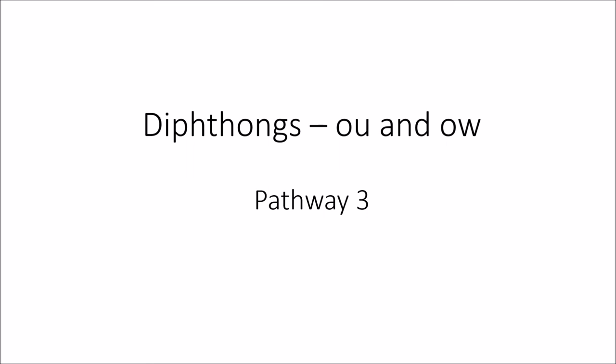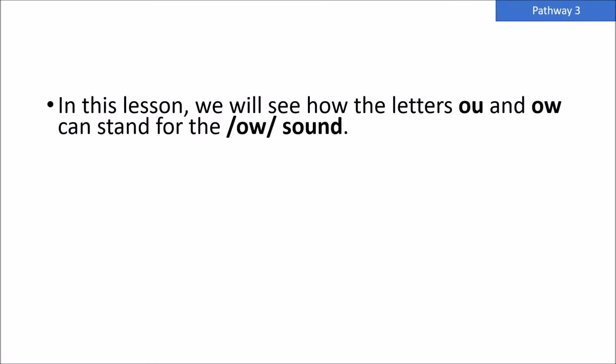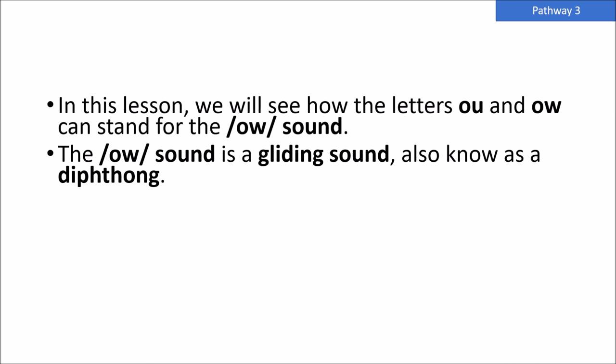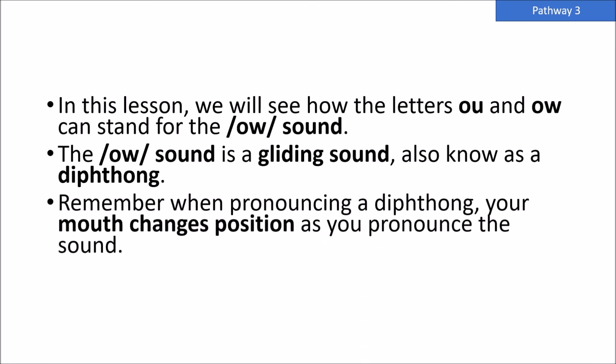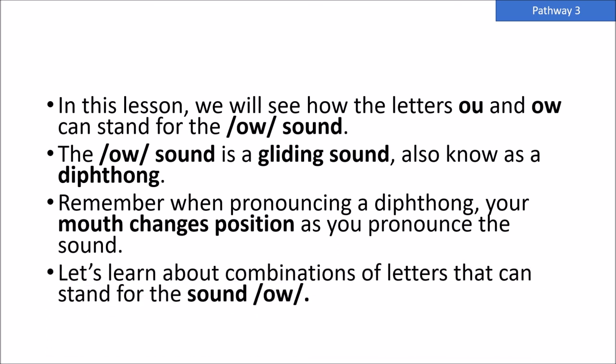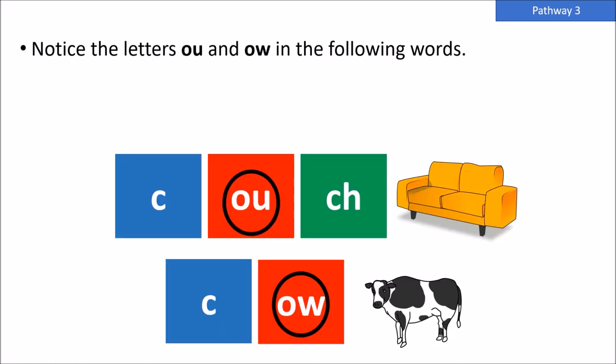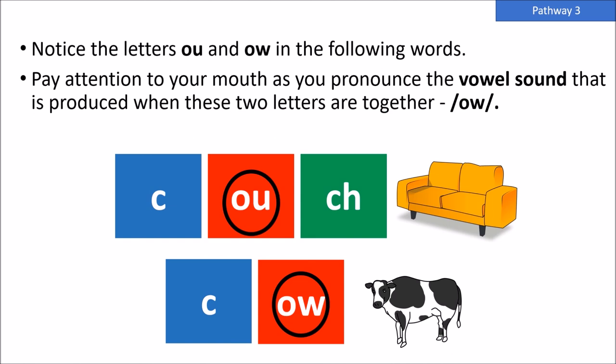Diphthongs, O-U and O-W. In this lesson, we will see how the letters O-U and O-W can stand for the ow sound. The ow sound is a gliding sound, also known as a diphthong. Remember, when pronouncing a diphthong, your mouth changes position as you pronounce the sound. Let's learn about combinations of letters that can stand for the sound ow. Notice the letters OU and OW in the following words. Pay attention to your mouth as you pronounce the vowel sound that is produced when these two letters are together.